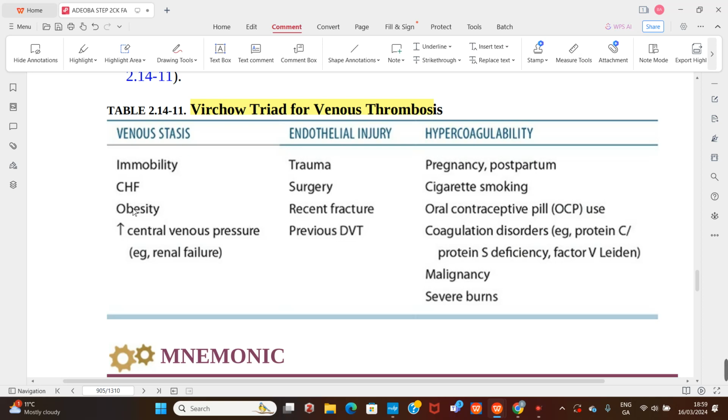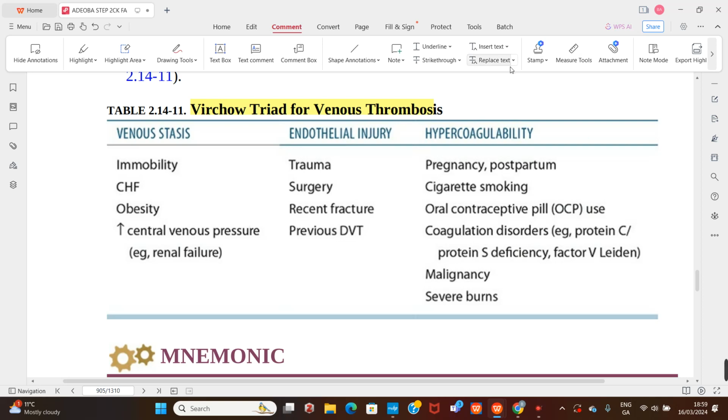Obesity. Obesity will put pressure on the vein and it will lead to venous stasis. Increased central venous pressure, renal failure. They have a lot of fluid retention too. Endothelial injury, just think of trauma. The only thing that can cause endothelial injury, aside from recurrent DVT or a previous one, is trauma. Maybe a person fell, had a fracture, or underwent surgery. Endothelial injury.